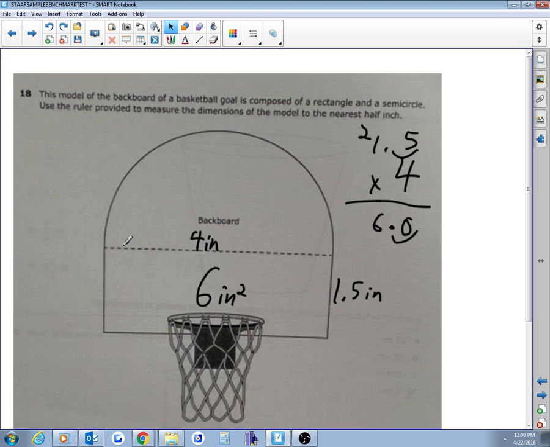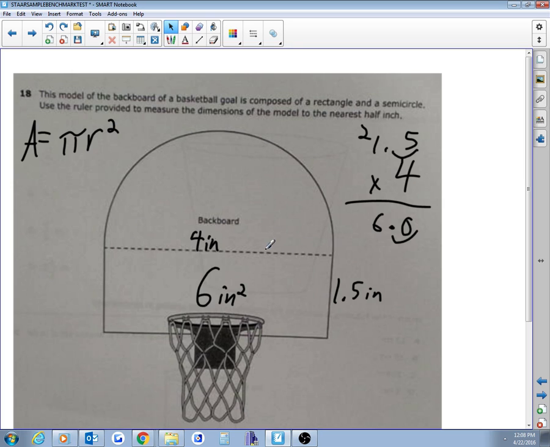That's this part. Now we've got to add that 6 to the area of this semicircle. So in order to find the area of a semicircle, we're going to find the area of the whole circle, and then divide it by 2. So for the area of the whole circle, we're going to use our formula chart. Area of a circle is equal to pi times our radius squared.